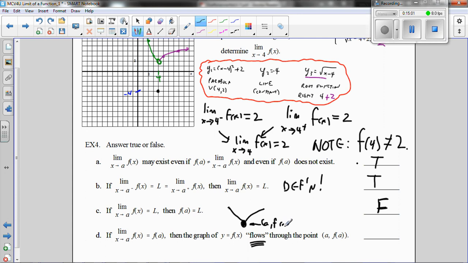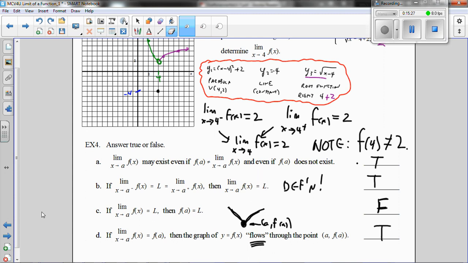That would be the point A at f at A. And this idea of flowing through, that's true. So if the limit value is equal to the function value there, then it flows through. We can go right through that point nice and easy. It doesn't have to be, though, for the limit to exist. It could be L. But in this case, there's this extra idea of being able to flow.